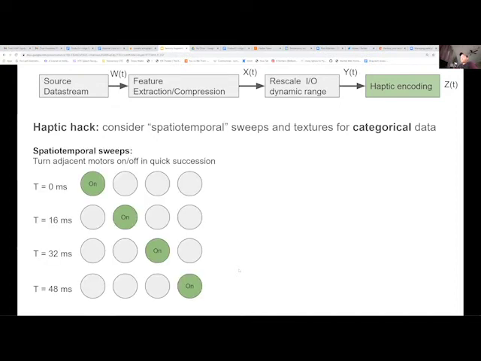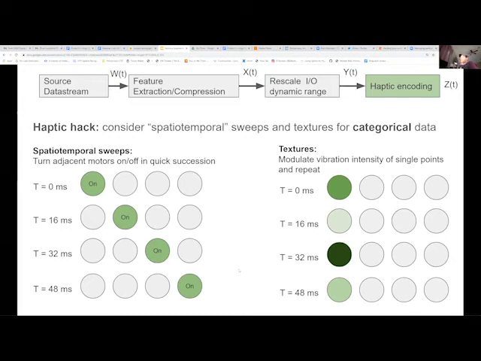With spatio-temporal sweeps, the idea is you can turn actuators on and off in quick succession to give the perception of patterns moving across your wrist. So for example, if you're just classifying whether it's sunny or rainy out, you could have a sweep that goes counterclockwise or clockwise on the Buzz that represents each of those. If you also have a bit of time to play with, you can also create textures.